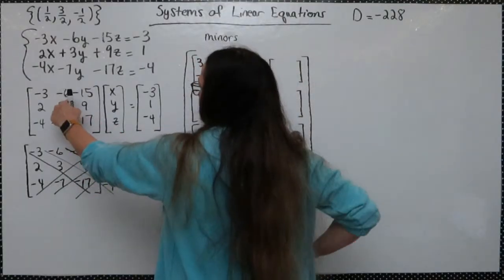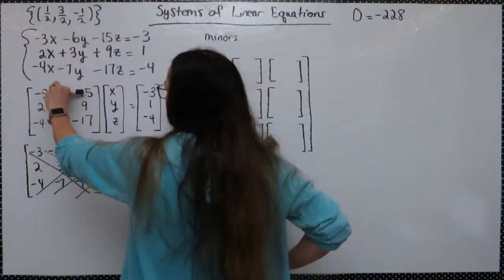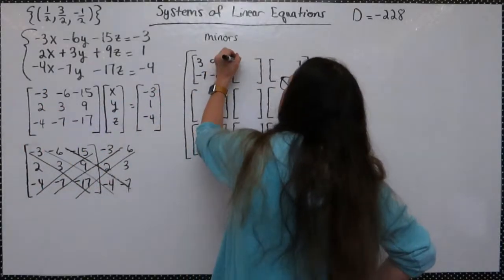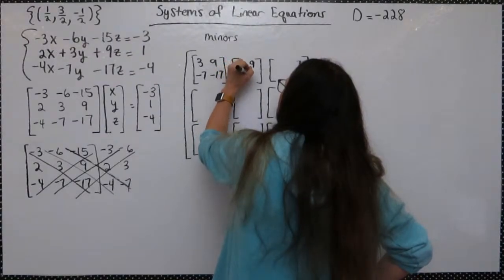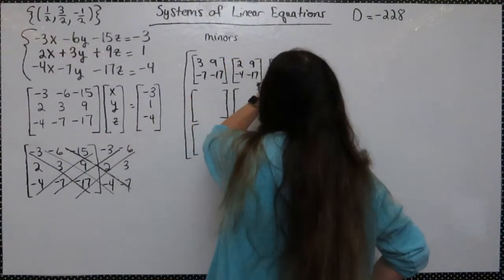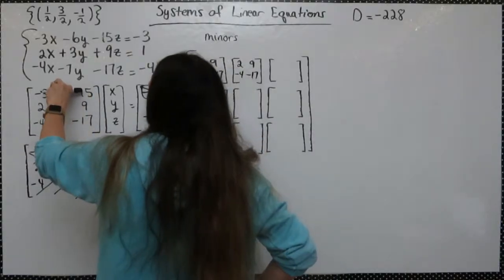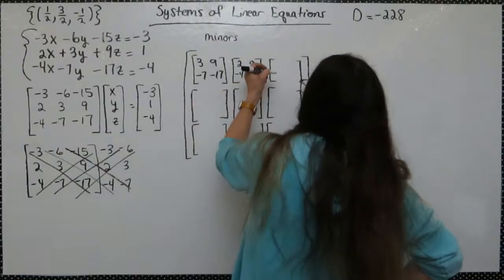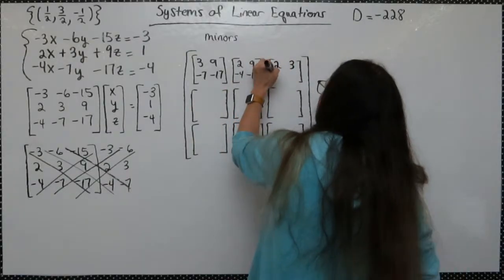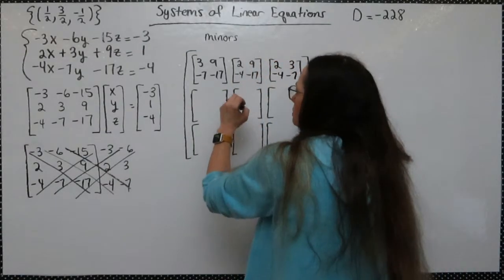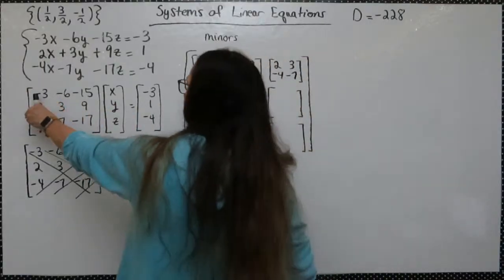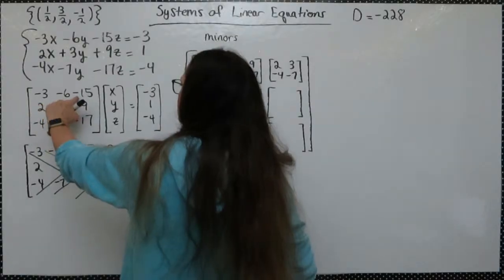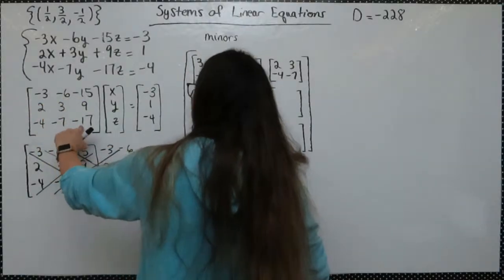So we'll do this position next, crossing out the column and the row. 2, 9, -4, -17. Okay, now this position here, and so I've got 2, 3, -4, -7. We'll do this one next. And visual, so I like to see it. -6, -15, -7, and -17.